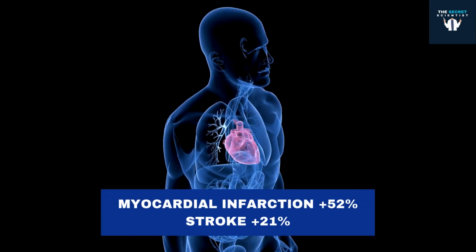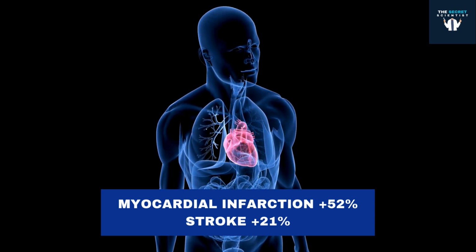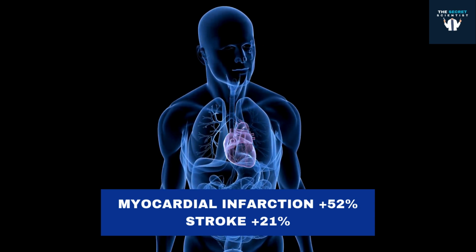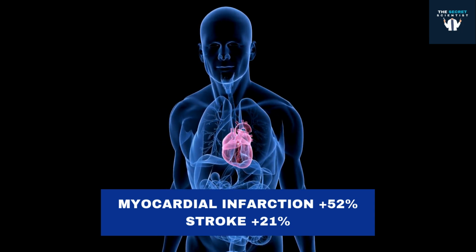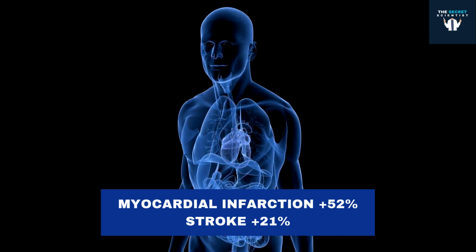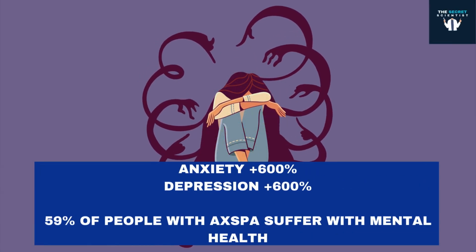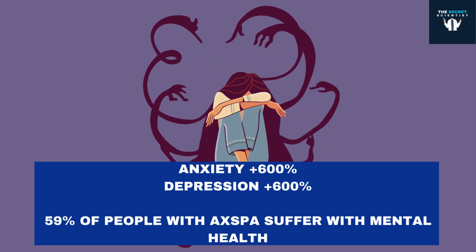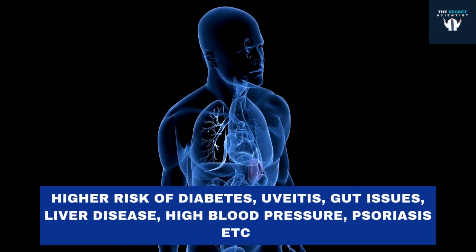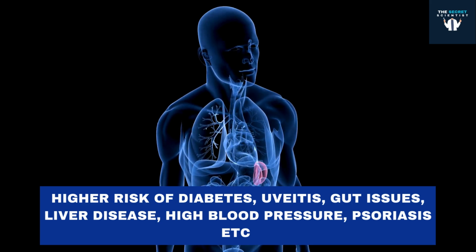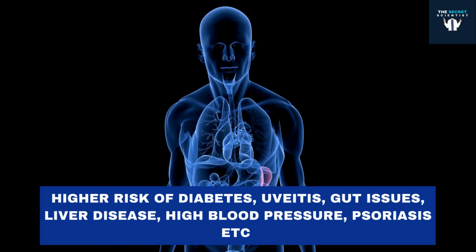But it's not just about flexibility. The inflammatory profile underpinning this disease actually increases the risk of other things. So, for example, the risk of heart attacks is about 52% higher in people with this condition compared to the general population, and strokes 21% higher. Anxiety and depression are 600% higher in this population compared to the general population. And the inflammatory profile is associated with other diseases underpinned by inflammation, such as diabetes, uveitis, which is inflammation of the eye, high blood pressure, etc.